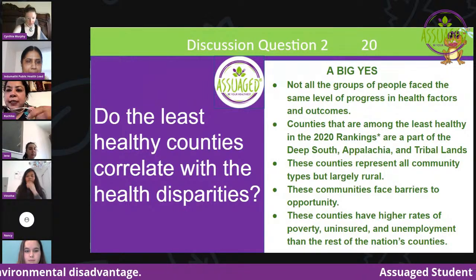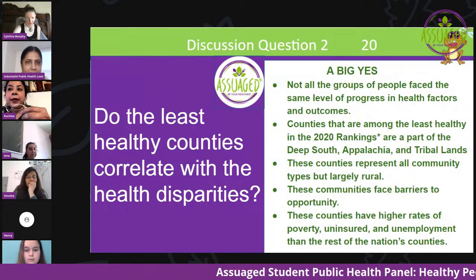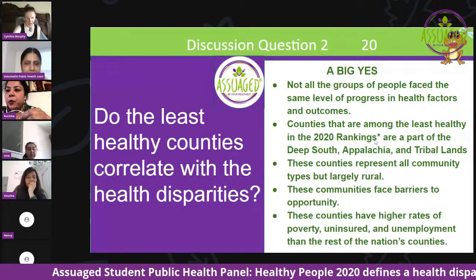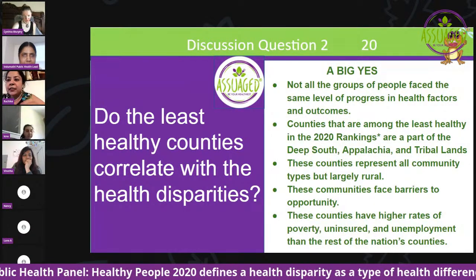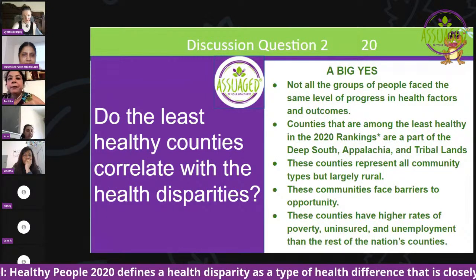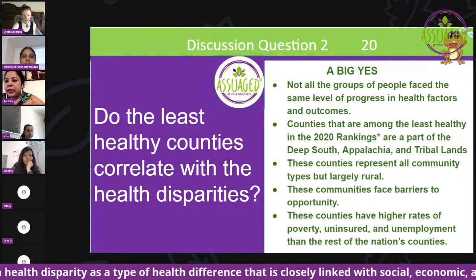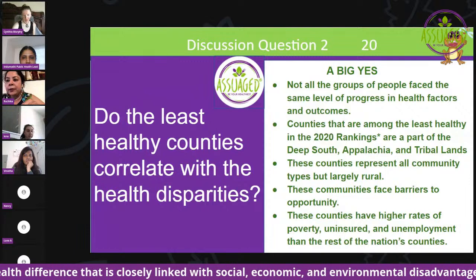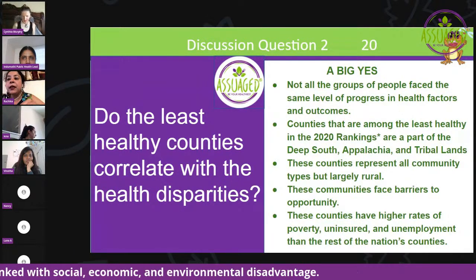And do the least healthy counties correlate with the health disparities? Yeah, a very big yes. Not all groups of people face the same level of progress in health factors and outcomes. That means all the races and ethnicities have progressed in a different way. Counties that are among the least healthy in the 2020 rankings are a part of the Deep South, Appalachia, and tribal lands. These counties represent all community types but are largely rural.